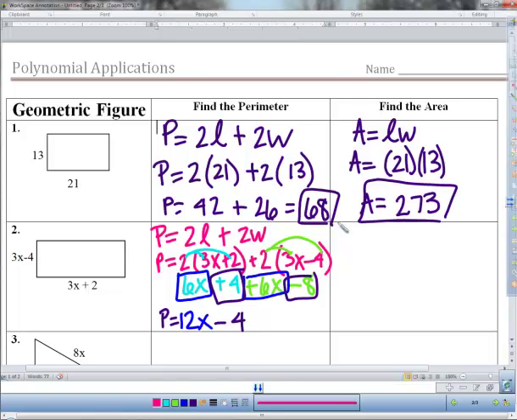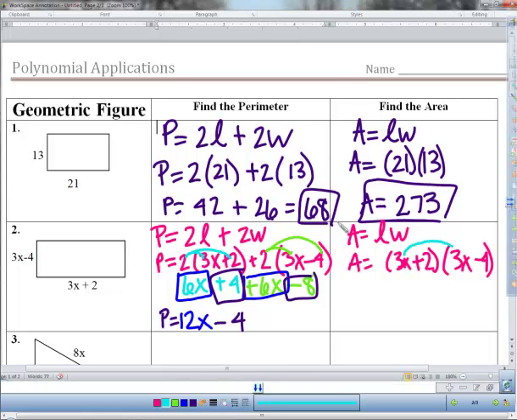Now for my area, again, same formula, length times width. So I have area equals my length, which is 3x plus 2, times my width, which is 3x minus 4. So whenever I'm doing this problem, there are several ways that I've taught you how to multiply polynomials. The way that I'm going to do this is double distribution.